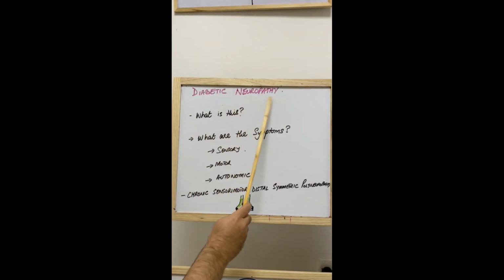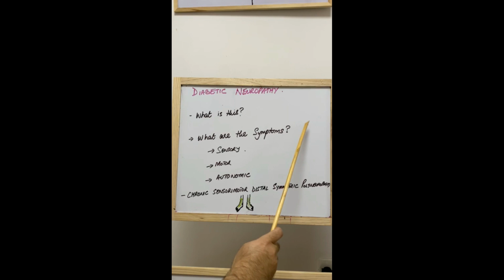Moving on to diabetic neuropathy. So what is this diabetic neuropathy? First of all, it's important to understand what the peripheral nervous system is. It is a network of nerves which transmit information between the central nervous system and all other parts of the body, including your arms, the legs, and different organs.